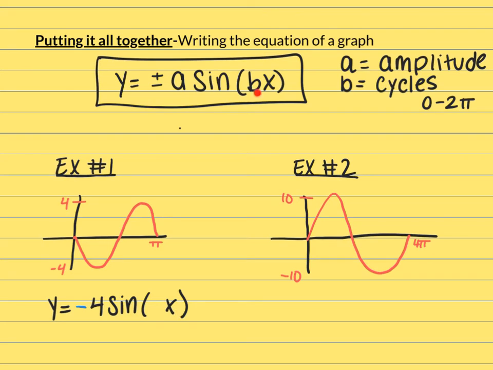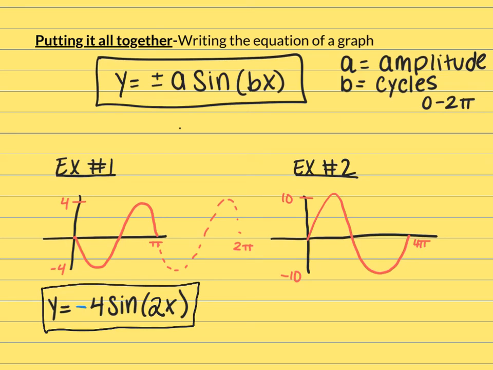So again, the b is the cycles. So we have to see how many cycles I see between 0 and 2 pi. So I see 1 cycle from 0 to pi. So if I were to continue this trend, how long would it take to get to 2 pi? I would need another cycle. So 1 cycle, 2 cycles between 0 and 2 pi, therefore, my b is 2. So this is your final answer.